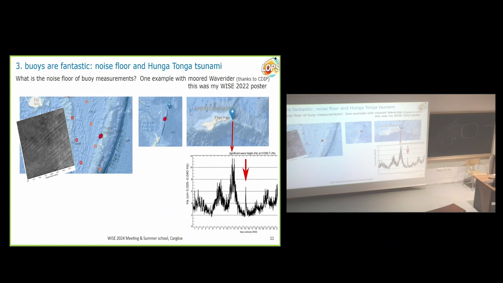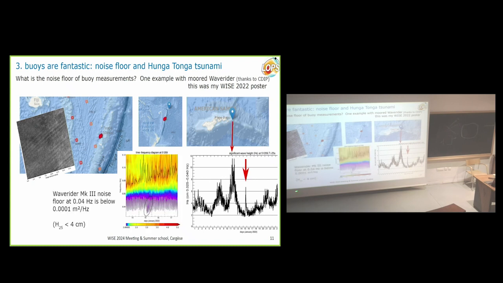And if you look at it in spectral density, these are the spectrograms. So this is frequency and time, and you see that event here. This is it, and this puts the noise floor of the measurement below 0.0001 meters squared per hertz, which means that the noise floor for this wave height for periods more than 25 seconds is less than 4 centimeters. So Waverider buoys are really, really good.